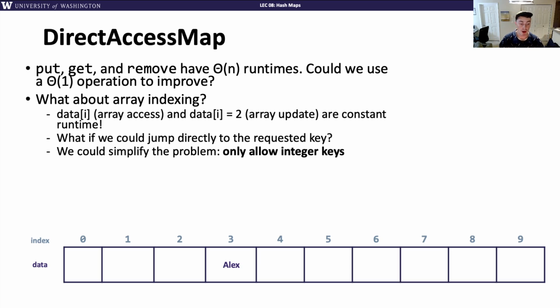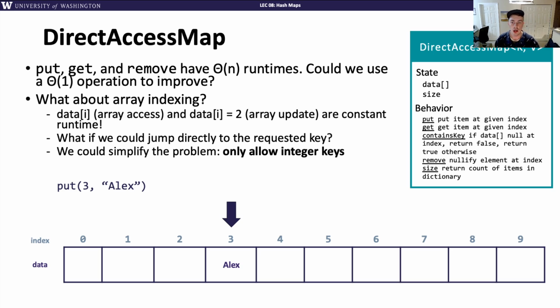We want to use an array that's going to store our key-value pairs, essentially. And since we're going to restrict our keys to only be integers, our idea is we'll use the index to be that key to store the value. So for example, if you're going to put the key 3 with the value Alex, we can store Alex at index 3. Because again, we're simplifying our structure right now to only allow integer keys. So put, you just put it at the index. To get, you just go to the index, say data of 3, and you get Alex back.